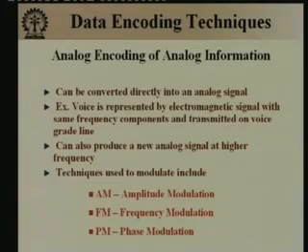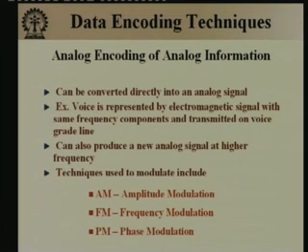Now, the other thing we can consider is the analog encoding of analog information. Of course, this does not come too much into computer networks as such, but this is an important area in communication in general. So, if you have an analog signal, it can directly be sent. Sometimes it is sent in the raw form.